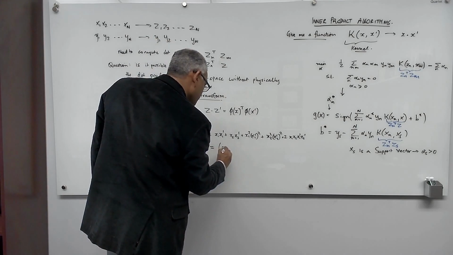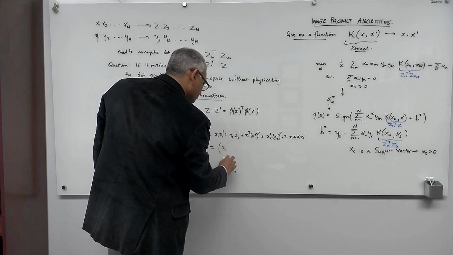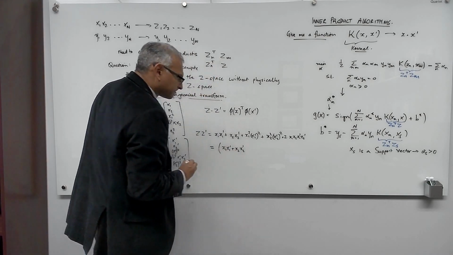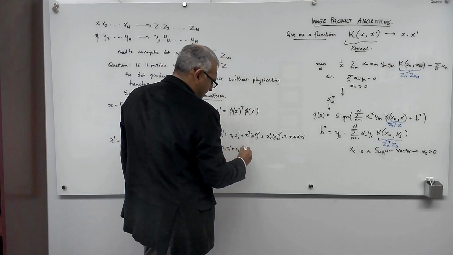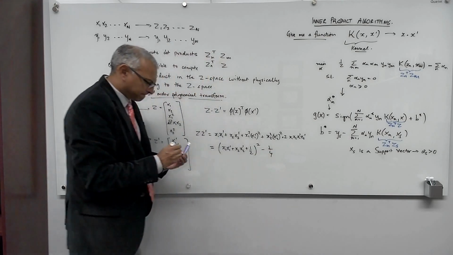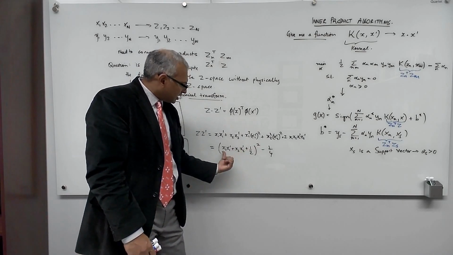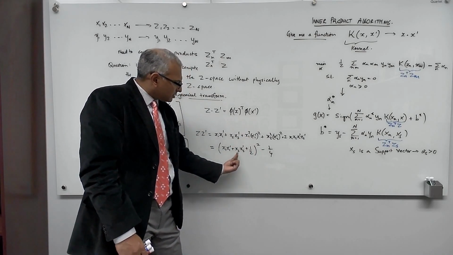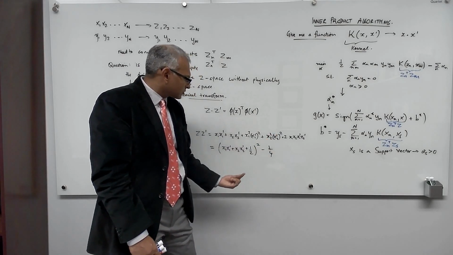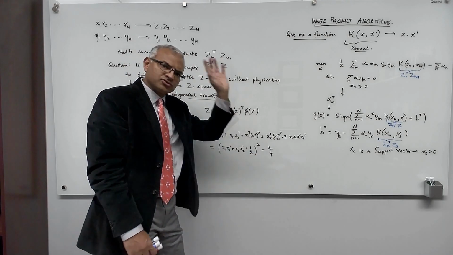x1 x1 prime plus x2 x2 prime plus 1/2 squared minus 1/4. Okay, so let's see. So x1 x1 prime squared gives me x1 squared, x1 prime squared. Okay, x2 x2 prime squared gives me x2 squared, x2 prime squared. Okay, 1/2 squared gives me 1/4 minus 1/4, so that'll disappear.